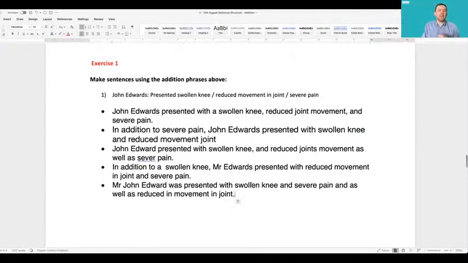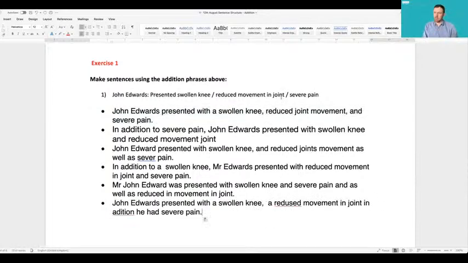All right, okay. So, John Edwards presented with a swollen knee, reduced joint movement, and severe pain. That is perfect. No problem with that. So what are we doing? If we analyze it, this person has used "and". That means we've got X, Y, and Z. That's the listing pattern that this person's gone for. That's great. Reduced joint movement, I like that nominalization. That's nice as well. Severe pain, okay, good.